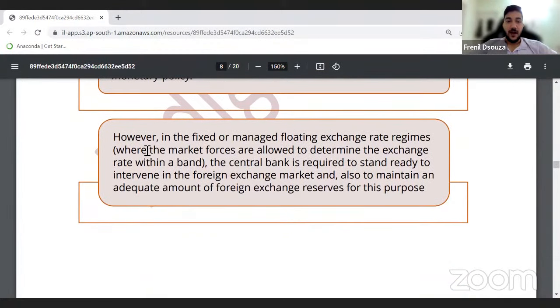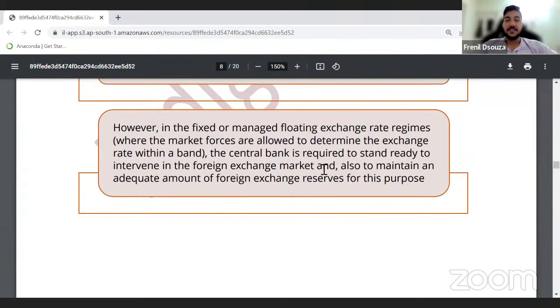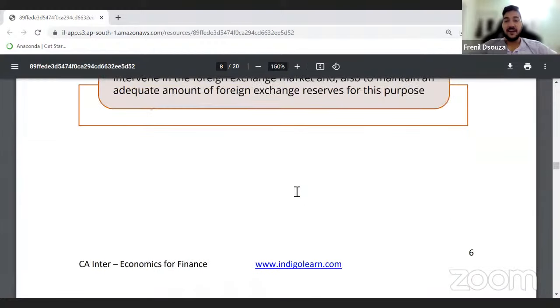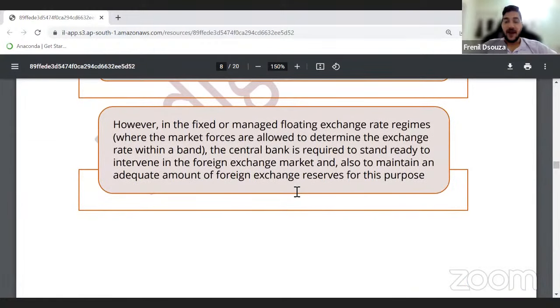Now, however, in the fixed or managed floating exchange rate regimes, where the market forces are allowed to determine the exchange rates within a band, a central bank is required to stand ready to intervene in the foreign exchange market and also maintain an adequate amount of foreign exchange reserves for this purpose. Now, what happens in India? We have something called managed floating. What do you mean by managed floating?